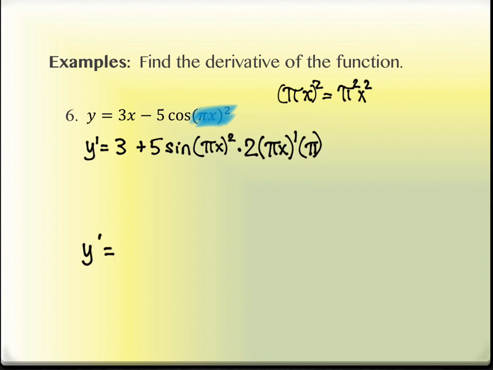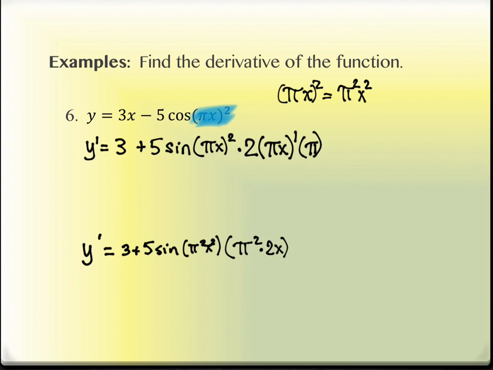Let's deal with it another way. 3 plus 5 sine, we'll do pi squared x squared. So if we think about distributing this, because it's multiplication, I can distribute. I can actually take the derivative of pi squared x squared. Well, pi squared is a number, right? I know it's squared, but it's just a number. It just comes along for the ride. What's the derivative of x squared? 2x. And it would look like this.